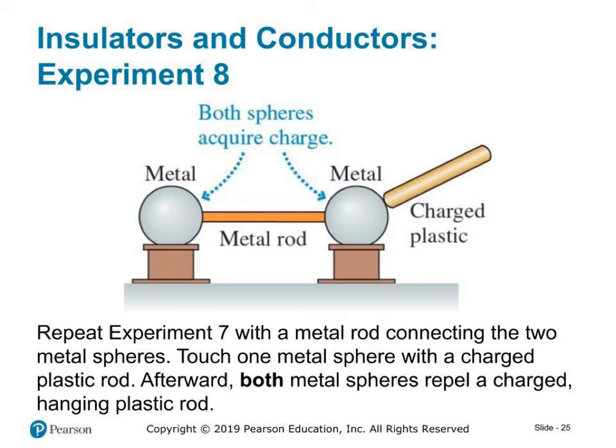Now, if instead of connecting them with a plastic rod, we used a metal rod, here's what would happen. The plastic would be charged negatively. We'll say it's with 4 negatives. When the plastic touches the metal, it's going to transfer over to the metal. So this first metal ball will have all of the charge.